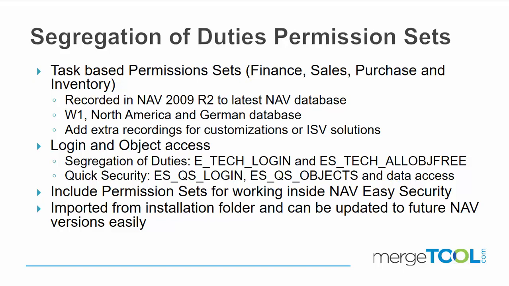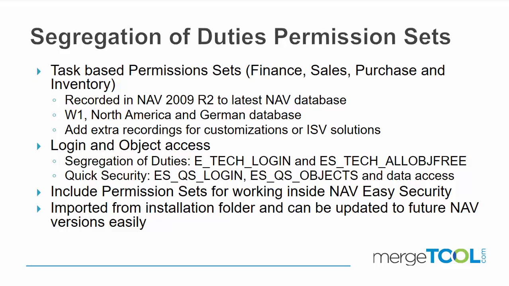To log into NAV, you would need some additional permission sets also. Depending on what part of our solution you use, you need different permission sets: one to gain access to NAV and another to gain access to objects. And in the case of using Quick Security, you would also gain another permission set that gives you the general level of data access, and then only use these permission sets for the things you had denied, of course.